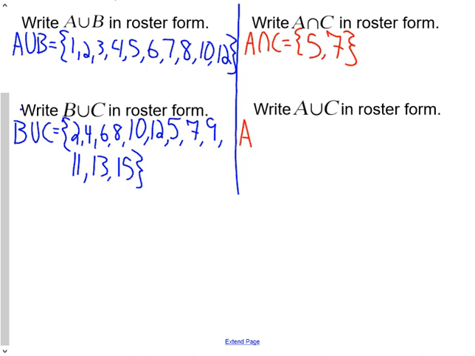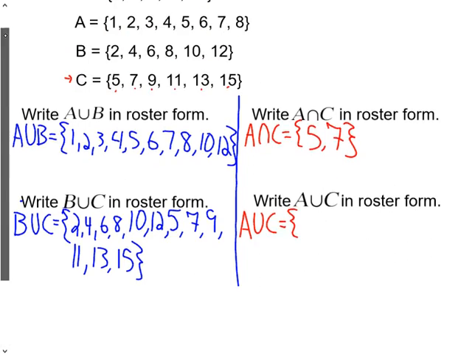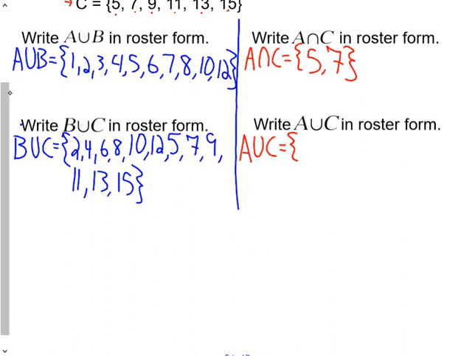Last one, write A union C in roster form. And so again, we're just going to start off with A, which is 1 through 8.